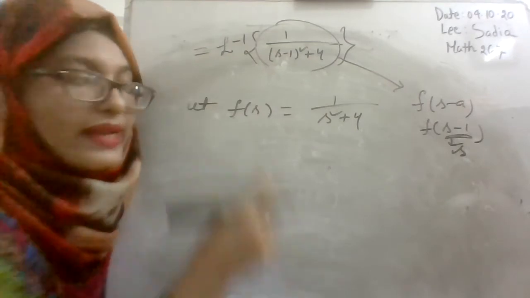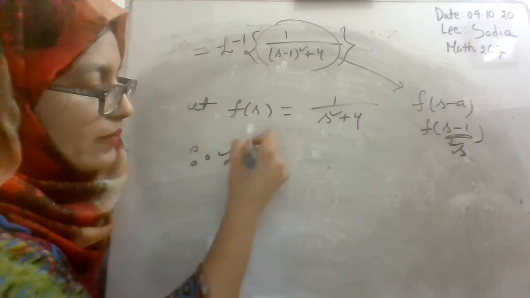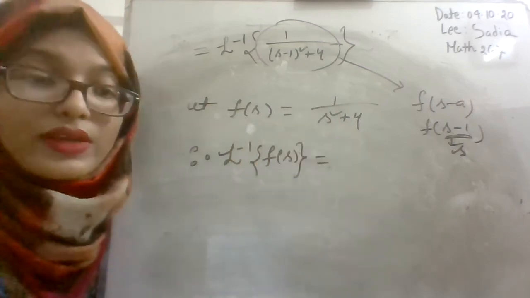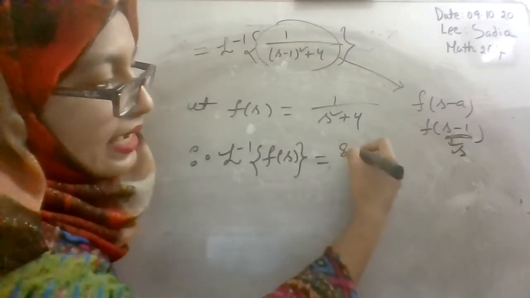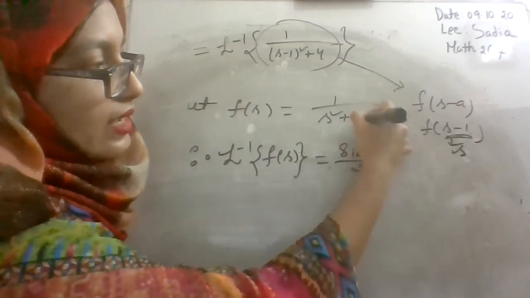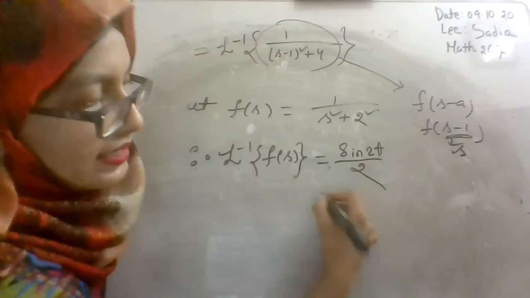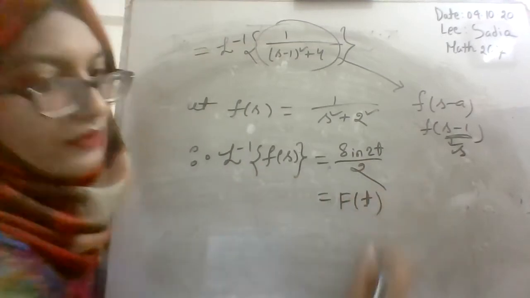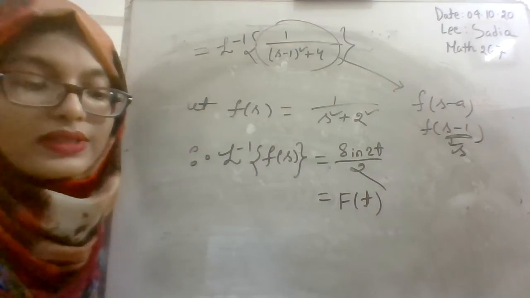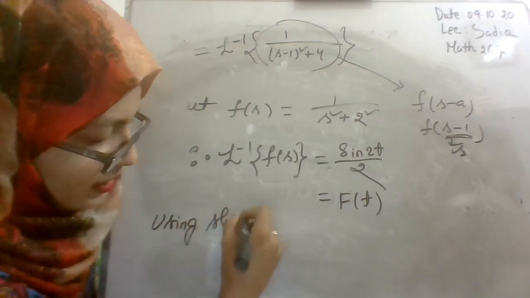Now we have to find the inverse Laplace transformation of this. So inverse Laplace transformation of f of s is equal to what? 1 by s square plus 2 square, that means sine at by a, and here a is what? Here a is 2. Okay, so this is the inverse Laplace transformation of f of s, that is equal to what? Capital F of t. Now you will use the first translation or shifting property.